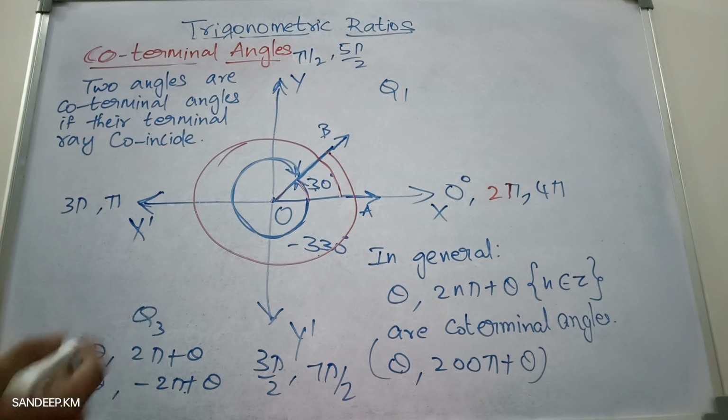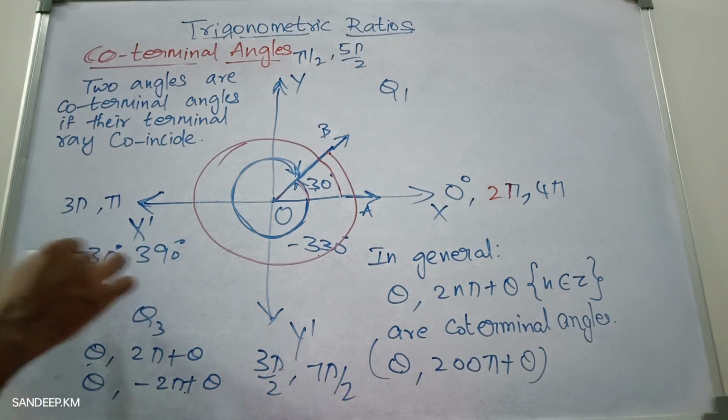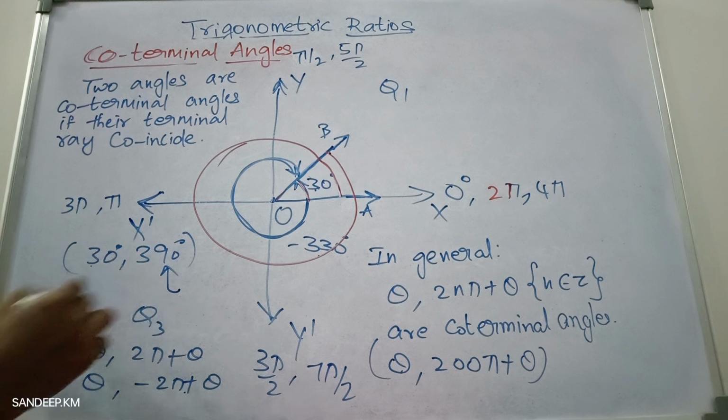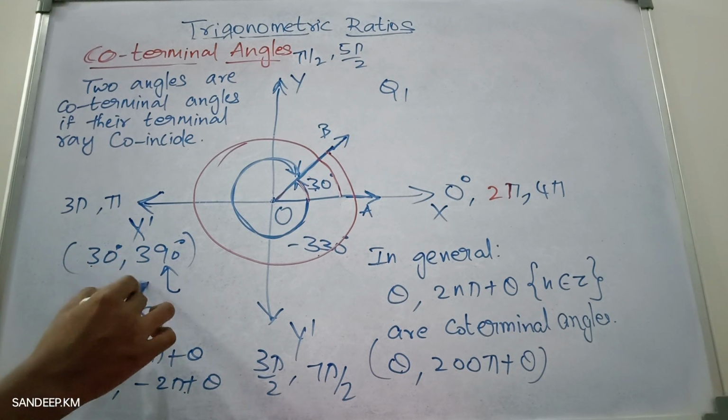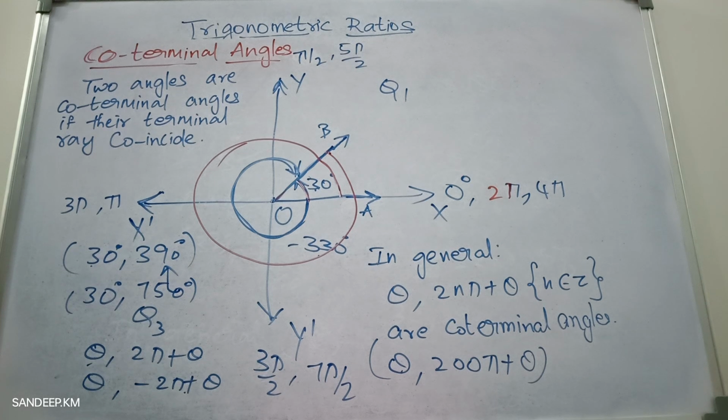So as I have given already, 30 degrees comma 390 degrees, these two are coterminal angles. Add 360 for this angle. Add 360 for this angle, what do you get? 750 degrees, right? Again 30 degrees comma 750 degrees are coterminal angles, and this goes on and so on. So I hope you understood the meaning of coterminal angles.